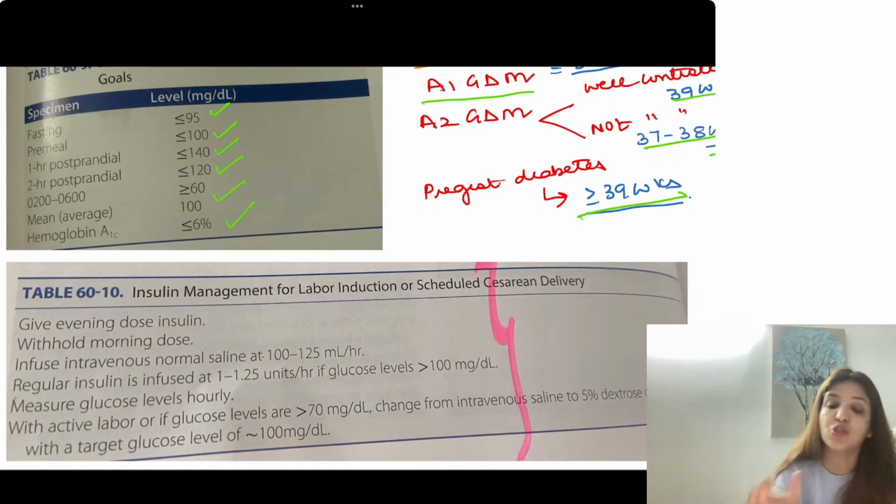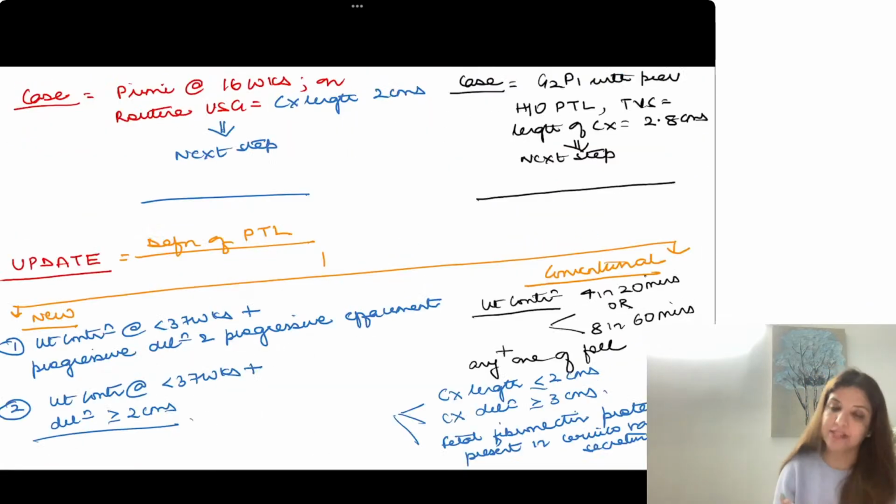Now, you have to remember that during active labor, you have to change from IV saline to 5% dextrose and your target glucose levels again are around 100. So it is during active labor that I'm going to change from IV normal saline to 5% dextrose. When I'm inducing, I'm giving normal saline and I'm adding insulin only if blood glucose levels go more than 100 milligrams per dL. Clear? So for this table there was a question in INICET last year.